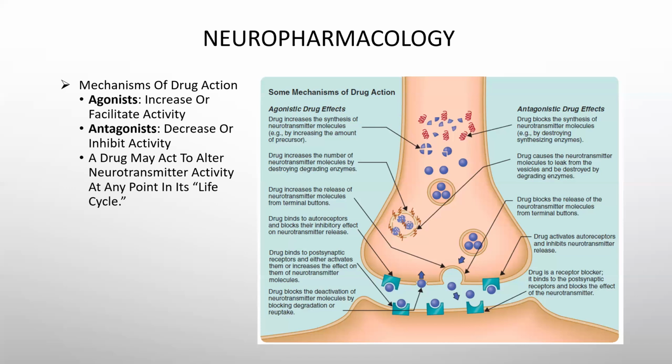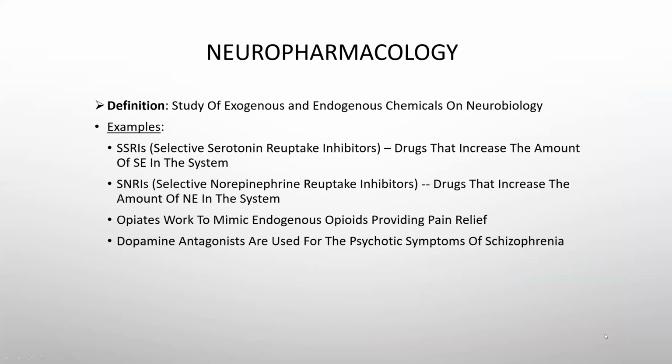So this is the field of neuropharmacology: to have a very, very solid understanding of what is going on at the neuronal level, and then to identify what could be done through these different medications to alter this system, to either increase or decrease the amount of neurotransmitter, depending on the situation. And then I just wanted to leave you with some examples here. Neuropharmacology is the study of exogenous and endogenous chemicals on neurobiology.